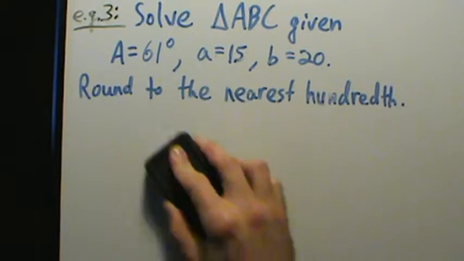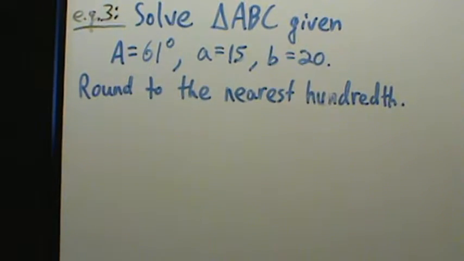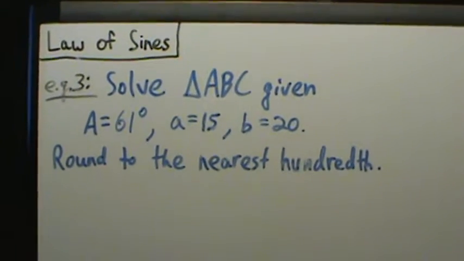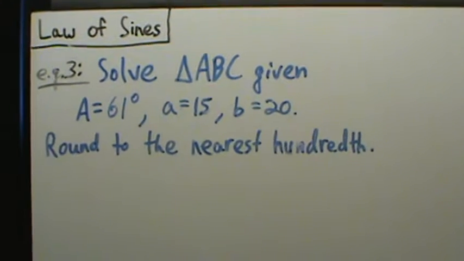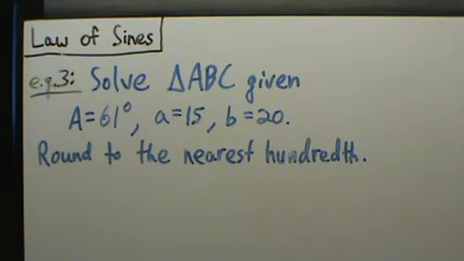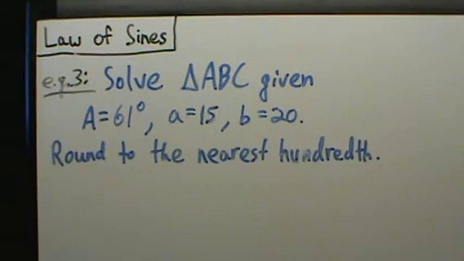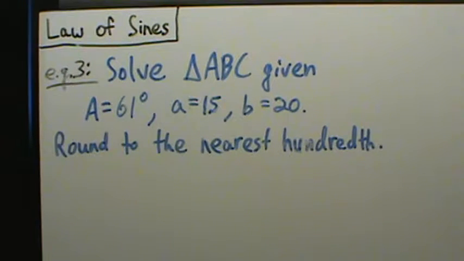This can lead to the ambiguous case. Okay? So we have to be careful when we have SSA triangles. And actually, not just because of the ambiguous case, but because if we have an SSA triangle, other stuff can go wrong, as we'll see in this example here. So we erased the picture because we can't draw an accurate triangle yet, because we don't have enough information. But what we could do is use the law of sines to get angle B.